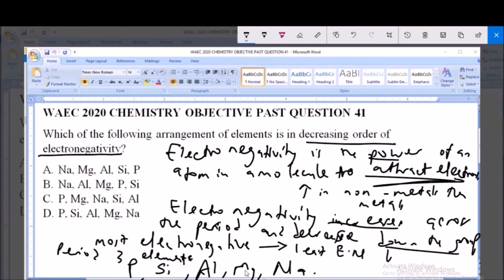So you have elements 11, 12, 13, 14, 15. So you start from 15, then to 14, then to 13, then to 12, then to 11. So you can see that phosphorus is the most electronegative, and then sodium is the least electronegative. So the correct answer to this question is D. Phosphorus, silicon, aluminium, magnesium, sodium.